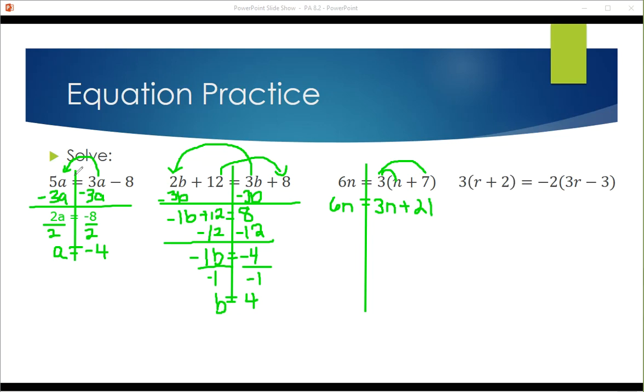Now this problem is very much like the first one. I'm trying to take the 3n and move it over here to the other side. I'm going to do that by subtracting 3n from each side. 6n minus 3n would give me 3n equals 21. Then to solve it, I need to get rid of what's in front of the n by dividing by 3 on each side. And I end up with n is equal to 21 divided by 3, which would give me 7.